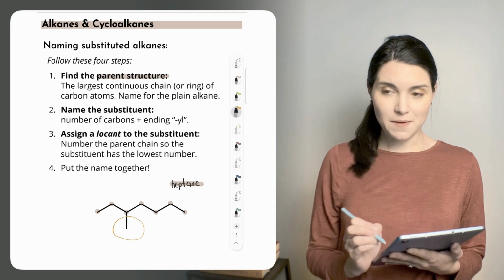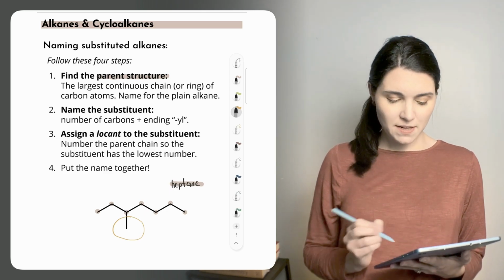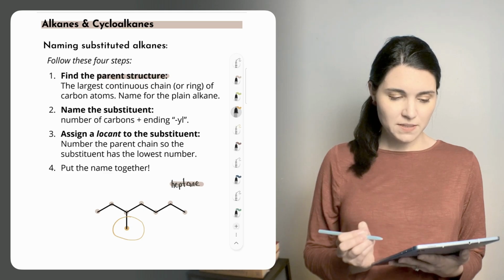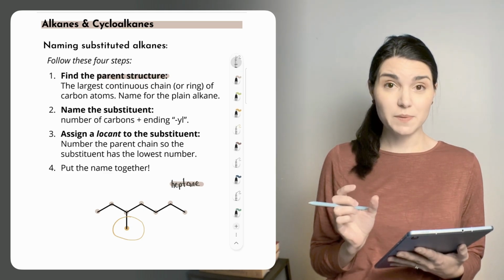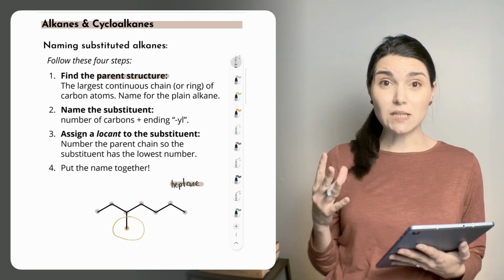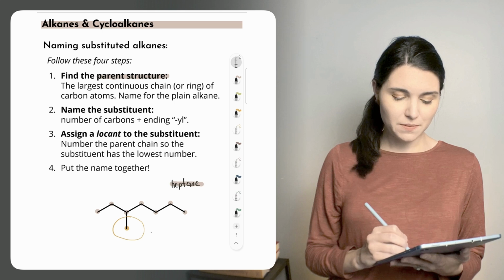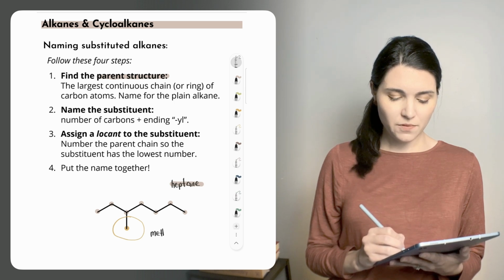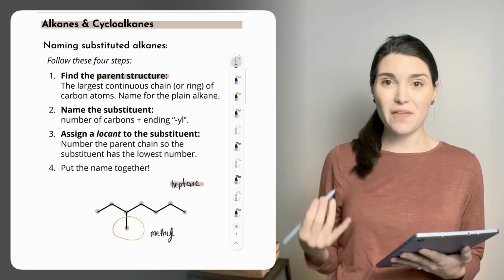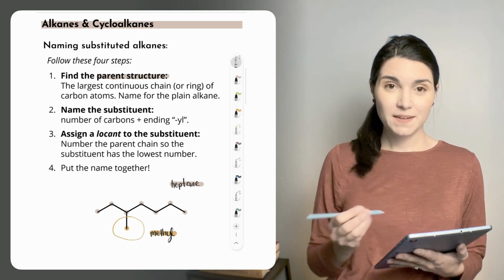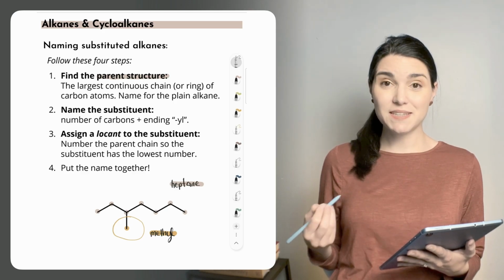Next, we're going to name the substituent. And so I've circled the substituent in orange here. It's a 1-carbon substituent. So to name a substituent, we're going to take the root for the number of carbons, and we're going to add the ending -yl, Y-L. So this 1-carbon substituent would be meth for 1 carbon and -yl because it's a substituent. It's a methyl substituent.